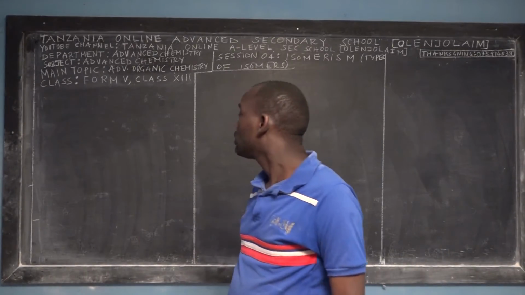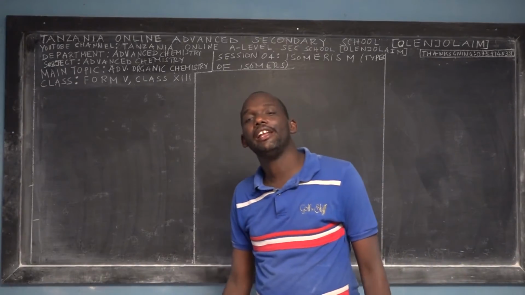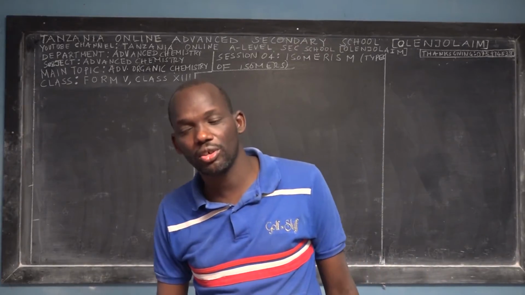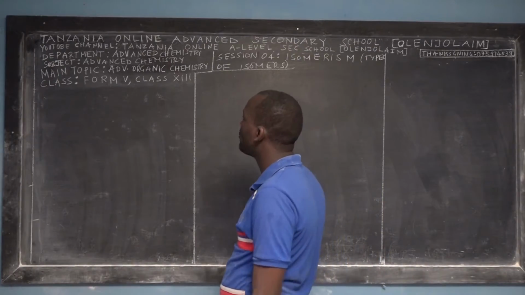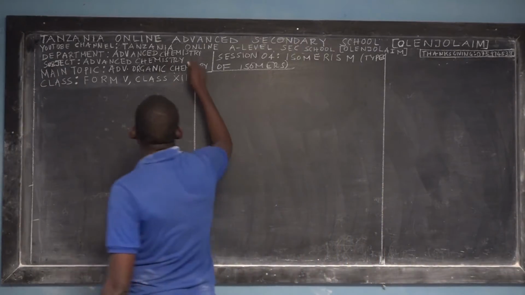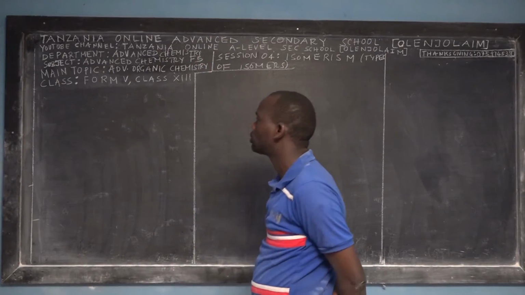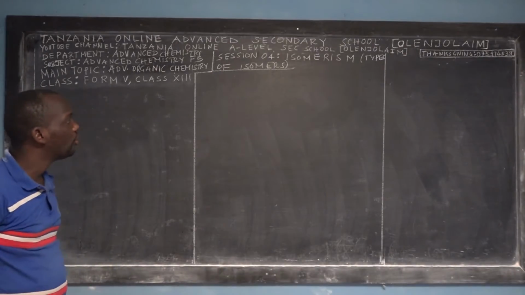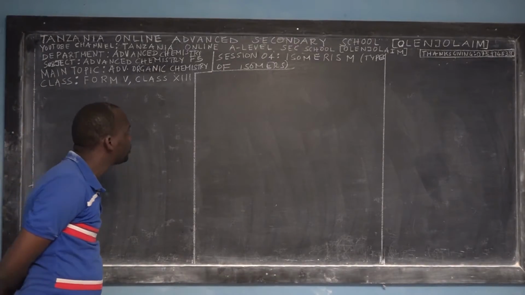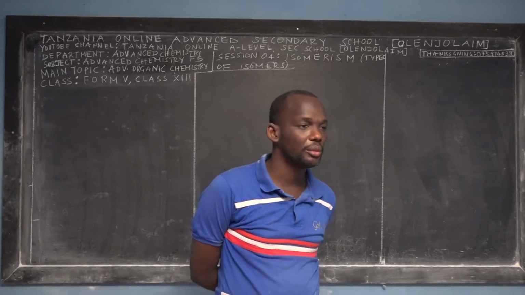In Advanced Chemistry, we are training students for Form 5 or Class 13, and also for Form 6 or Class 14. The main topic today, the subject, is Advanced Chemistry, Form 5. The main topic is Advanced Organic Chemistry, for Form 5 or Class 13. This is session 4, on isomerism, or types of isomers, because the topic that we are learning is the general introduction to organic chemistry.